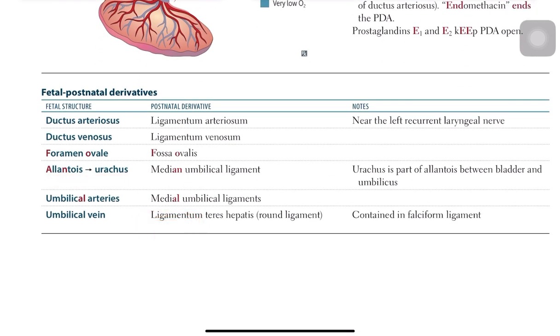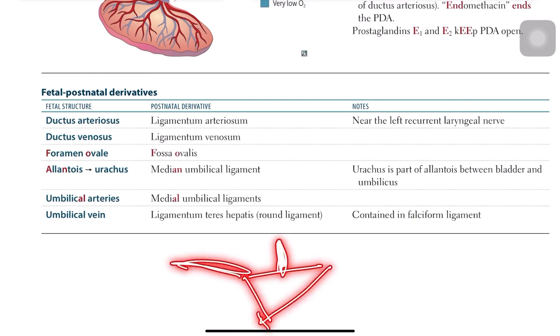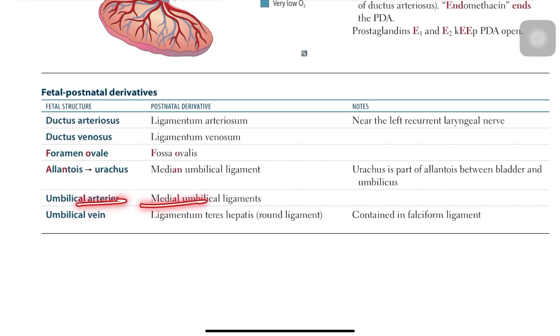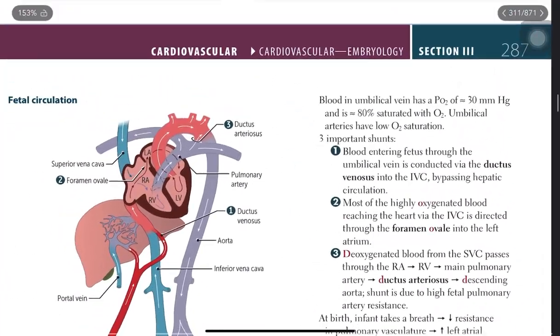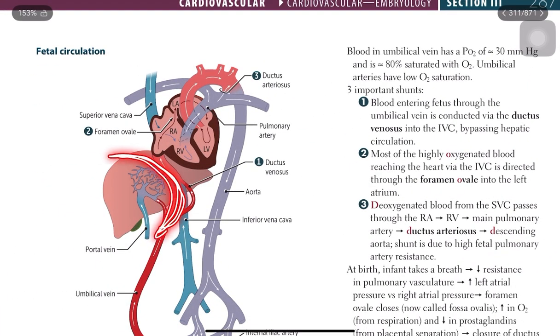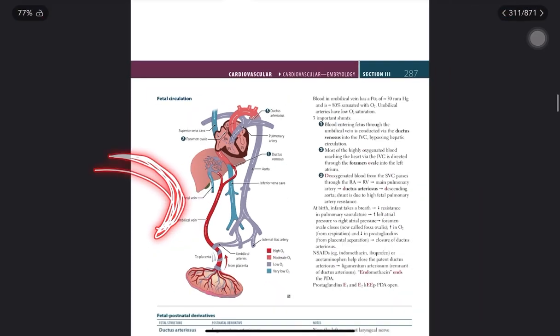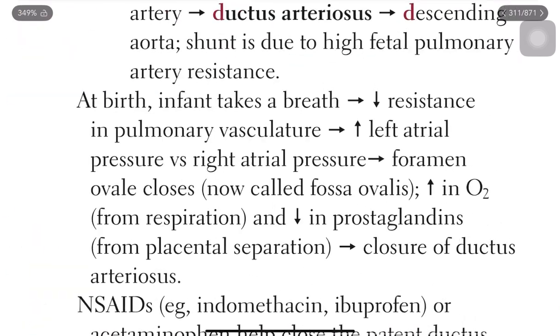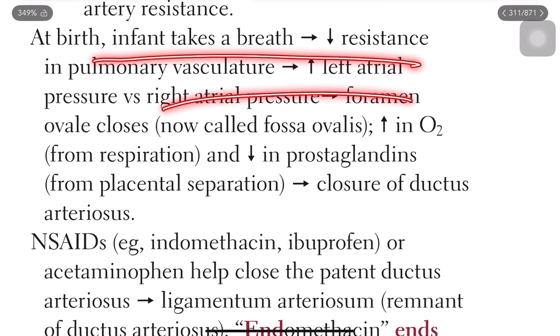Allantois forms the median umbilical ligament. The umbilical arteries, there are two arteries. Let's say this is the bladder. You have the median umbilical ligament, which is formed by the allantois. These are the medial umbilical ligaments, more lateral, formed by the umbilical arteries. The umbilical vein will form the ligamentum teres. What is ligamentum teres hepatis? Here you have the falciform ligament, and this falciform ligament contains your ligamentum teres hepatis. So this is what we discussed over here.